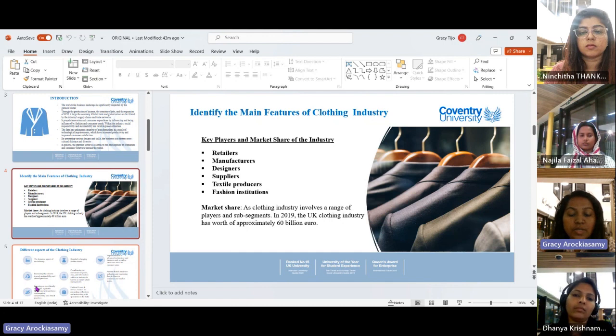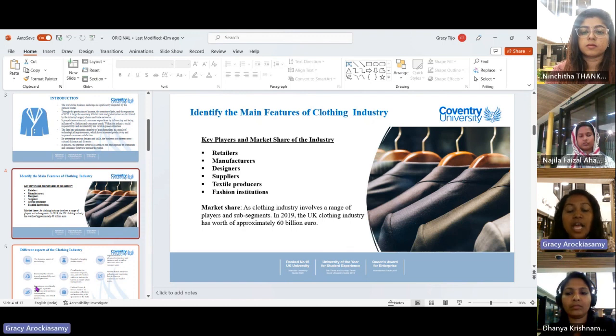And also manufacturers, when it comes to the manufacturing sector, are involved in the production of clothing and fashion accessories. Designers are the ones who create designs for clothing in western models and ethnic models. When compared to the suppliers, they are the ones who take care of the supply level, providing the material requirements and other supplies for the clothing industry.